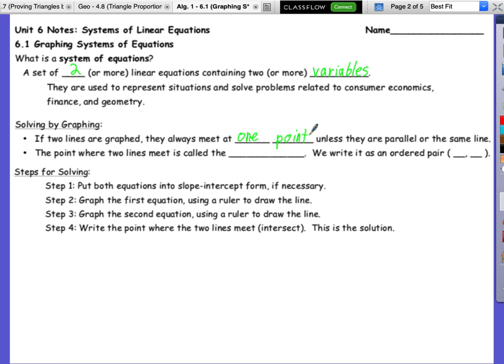So the point where two lines meet is called the intersection. Think about two streets when they intersect. It's called an intersection. And we write it as an ordered pair. How do we write ordered pairs? X comma Y, exactly right. We write it as X comma Y.